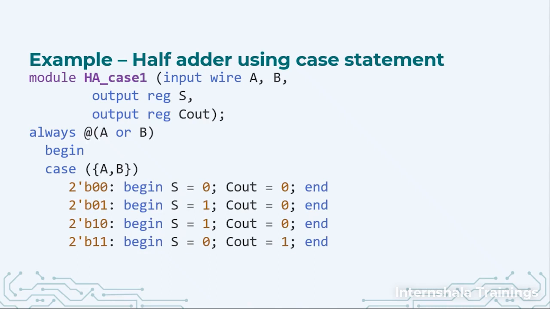2-bit binary number 00, A is 0, B is 0. In that case S is 0, Cout is 0. So I am beginning and ending, everything we are writing in a single line, that is all fine. Then the second case is 01. In that case sum will be 1, carry will be 0. The third case is 10, where sum is 1, carry is 0, and the last case is 11. So this is how we define it, and then we say endcase and endmodule. So this is how we write it.